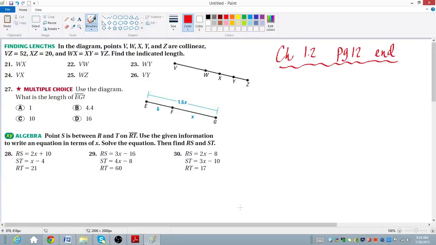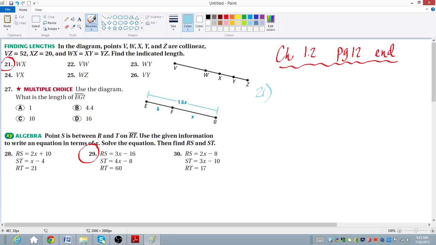So this is chapter 1.2, page 12, and this is the last segment. And I'm just gonna do number 21 and number 29. So let's start with number 21. All right, always read the instruction.